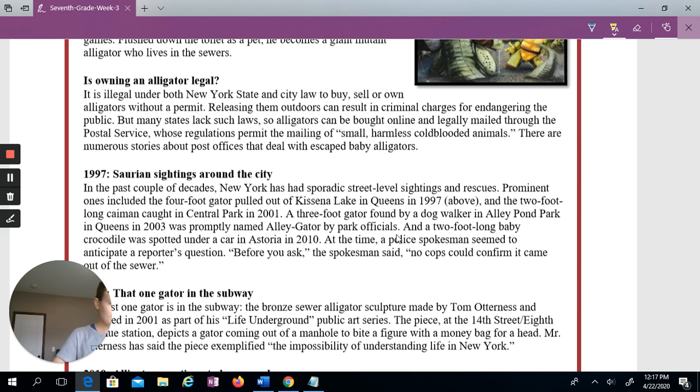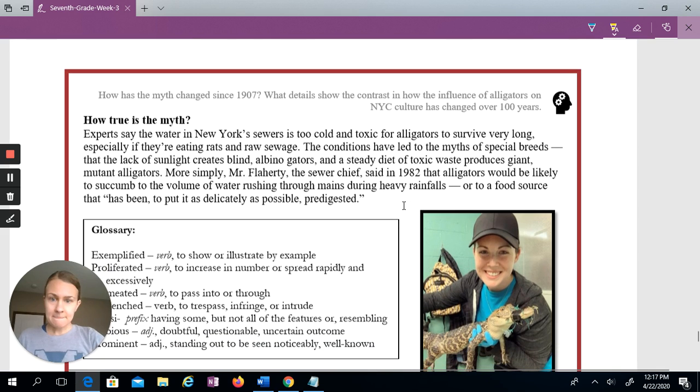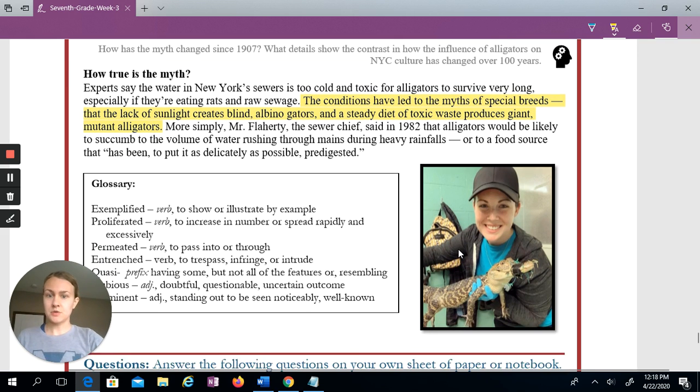And lastly, we're going to scroll. And we're going to look here. The conditions that have led to the myths of special breeds. The lack of sunlight creates blind albino gators, and a steady diet of toxic waste produces giant mutant alligators. So we're talking about myths of these alligators are just not true.